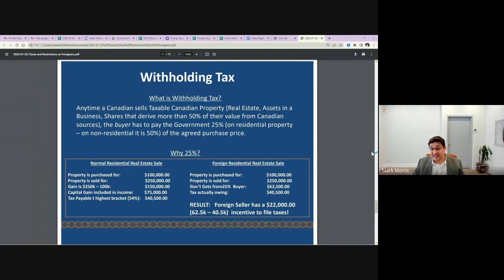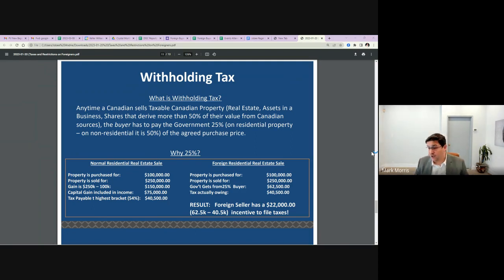$62,500. The tax is still the same amount of tax owing, right? It doesn't change. Foreign sellers do not owe more tax to the government. It's how they pay it. So they still owe $40,500. And so when the foreign seller files their taxes, they're going to get back from the CRA a check for $22,000, which is the difference between what they owe and the amount of money that the CRA has collected. Does that make sense?